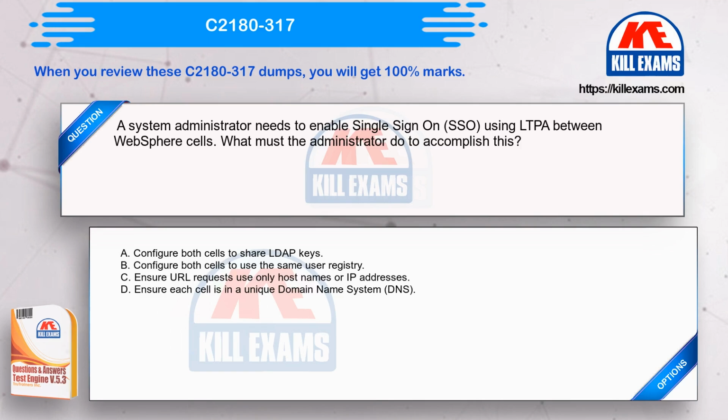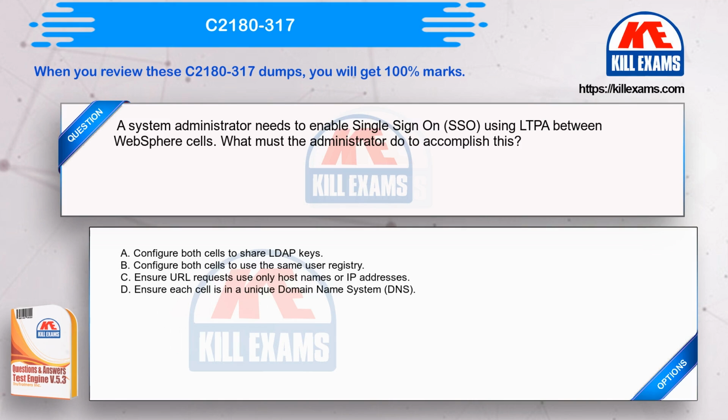A system administrator needs to enable single sign-on, SSO, using LTPA between WebSphere cells. What must the administrator do to accomplish this? Option A. Configure both cells to share LNAT keys. Option B. Configure both cells to use the same user registry.